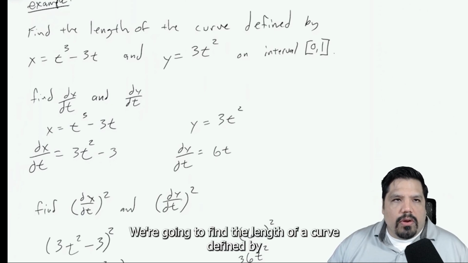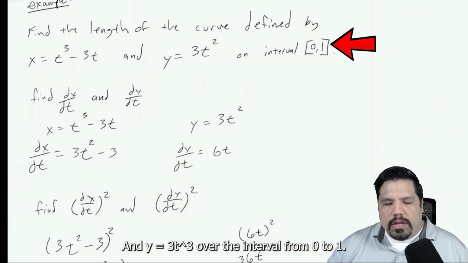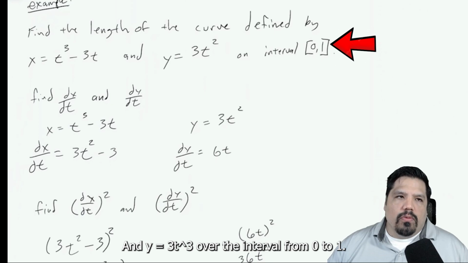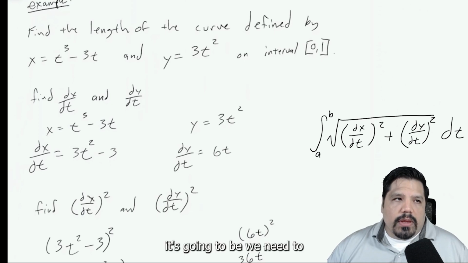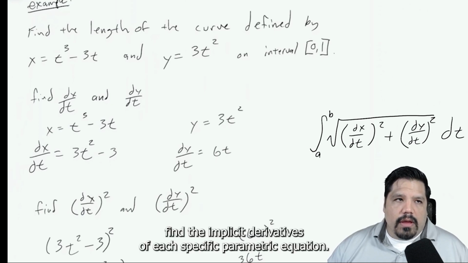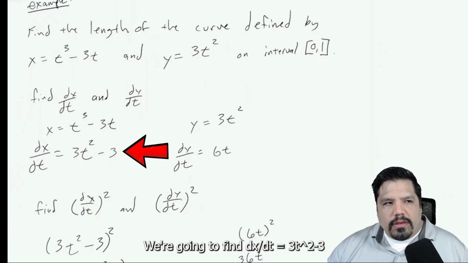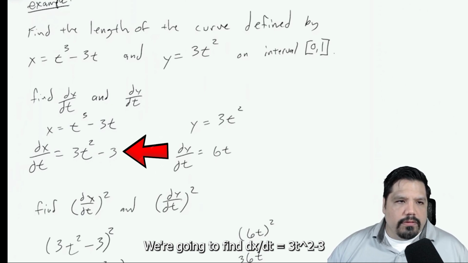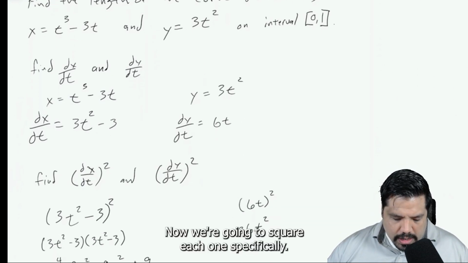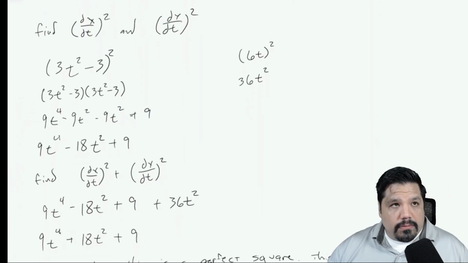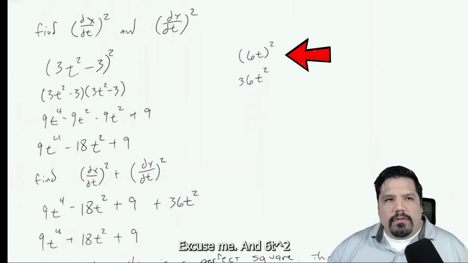We're going to find the length of a curve defined by x equals t cubed minus 3t and y equals 3t squared over the interval from 0 to 1. If you remember from the formula, we need to find the derivatives of each parametric equation. So let's do that quickly. dx/dt is equal to 3t squared minus 3, and dy/dt is equal to 6t. Now we're going to square each one: (3t squared minus 3) squared, and (6t) squared.